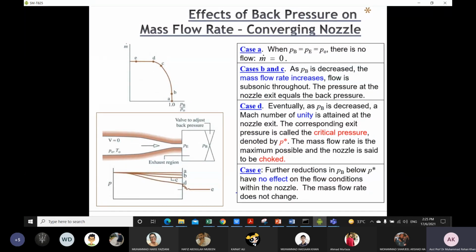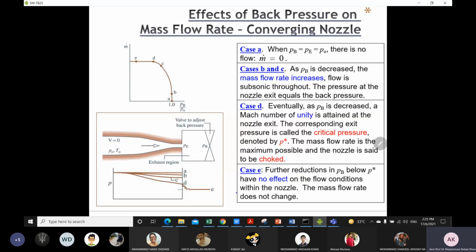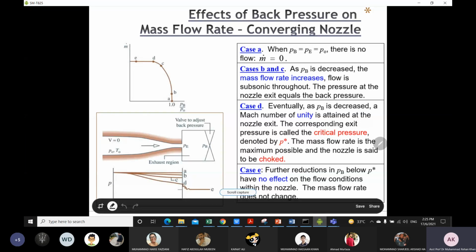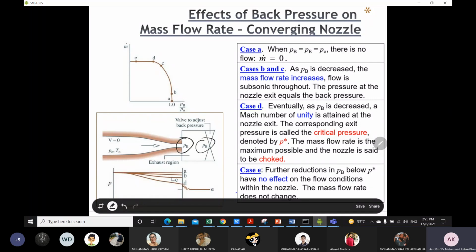Now coming towards another important point, the effect of back pressure on mass flow rate in converging nozzles. The first important point is, what is the back pressure? Basically, back pressure is the pressure at the exit of your nozzle. We can define it as back pressure, and sometimes we say exit pressure as well. And P naught, T naught is basically the inlet pressure and temperature.